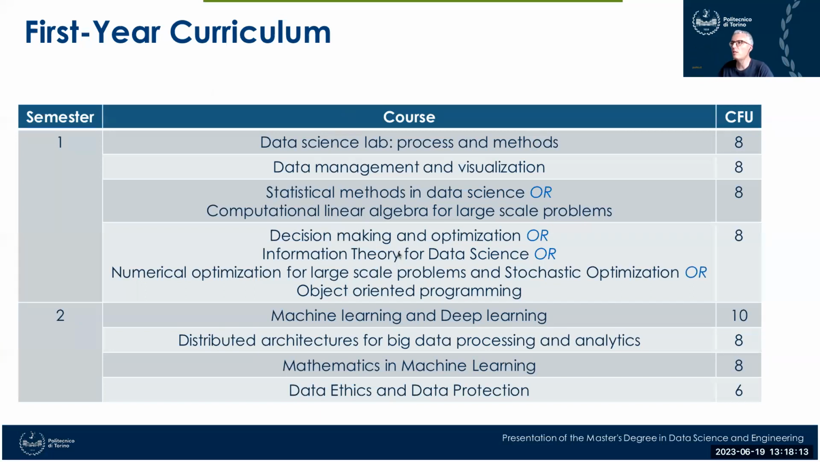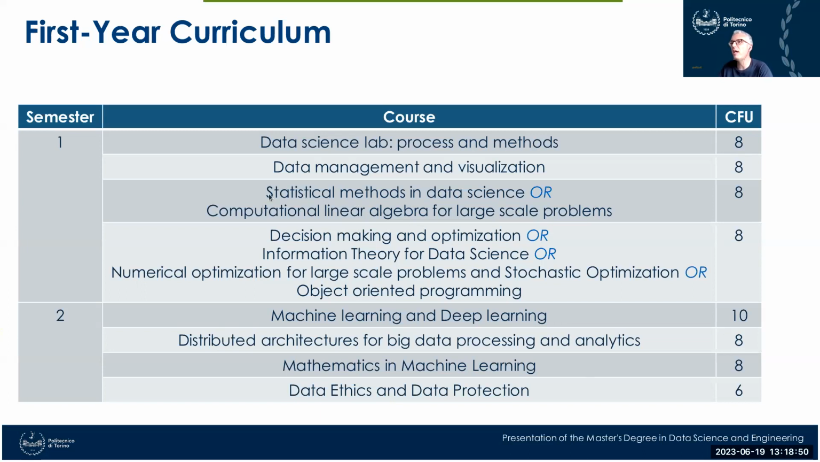Moreover, there are some courses that are used to provide you more information about some concept that maybe you did not attend during the bachelor. For instance, here we have a first option. You can select from statistical methods in data science or computational linear algebra. If you think that you don't have a strong background in statistical methods, we suggest you to select statistical methods in data science, because the basic statistical methods are needed to understand better also the content of the other courses of the first year and the second year.